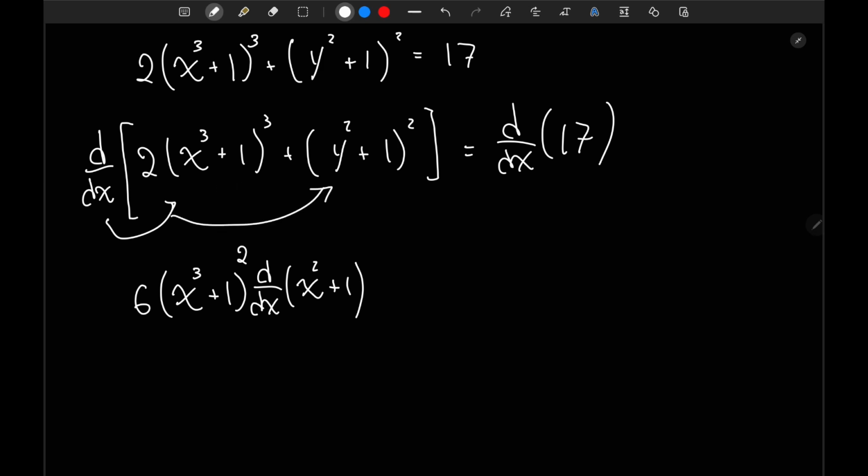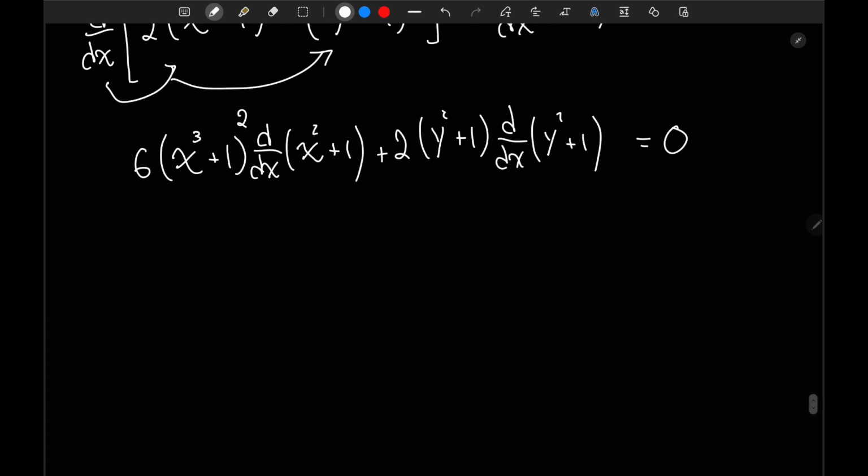And now on to the second one. So now what we will have is the exponent comes down, 2, keep what's inside, and then we take the derivative of what's inside. And there you go, that one's done. And now on the right, the derivative of a constant is 0. Now let's go through and actually evaluate these derivatives.